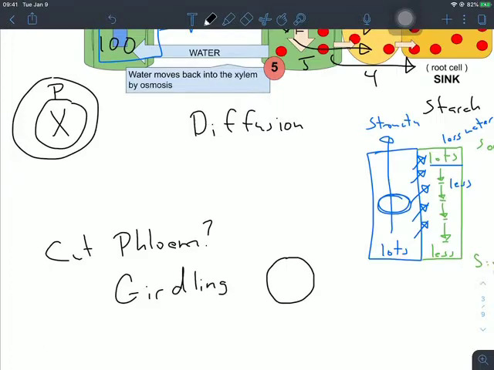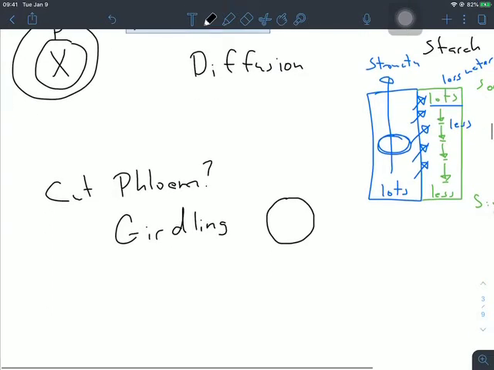This really limits the amount of water that can be transported up to the leaves, and therefore the leaves start drying out and dying, and also limits how much nutrients can get to the roots. And so the process of girdling is one way in which you can kill trees, or anything with phloem, to be honest.